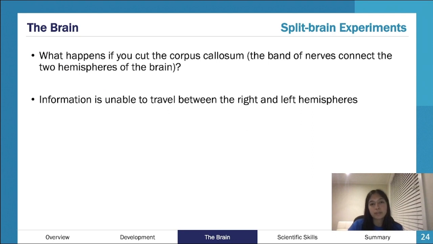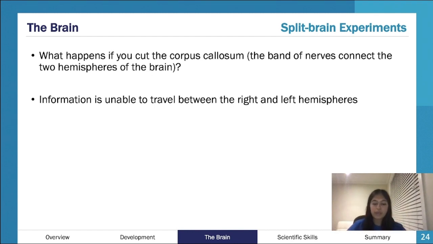Okay, so split brain experiments. These were done in the setting of epilepsy. So they figured out cutting the corpus callosum. You have your left hemisphere and your right hemisphere. The corpus callosum basically connects them. It's like your little highway, your little bridge between the two hemispheres.